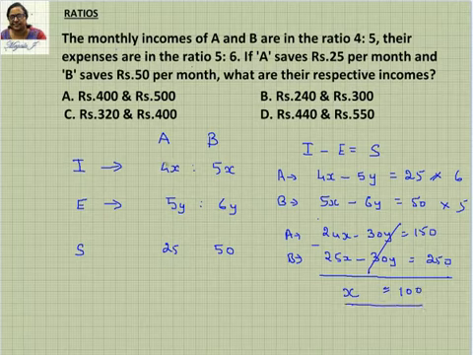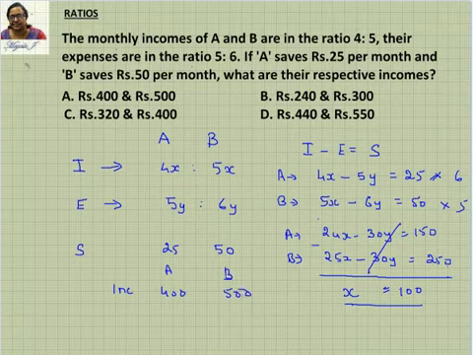And now you have to find the income alone. So we don't have to find the y value. In case it is asked, you can substitute this x value in any one of these equations and find the y value. But here they're not asking for that. You just have to find out the income. So A's income is nothing but 400 because 4x, x is 100, and B's income is 500. That's the answer. So you can go for this answer.